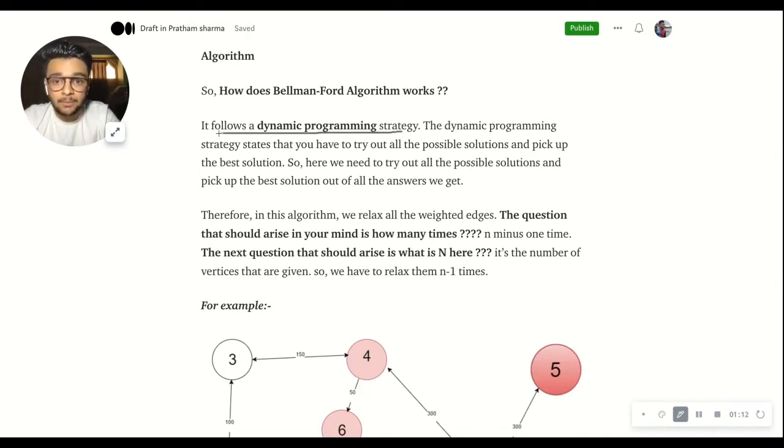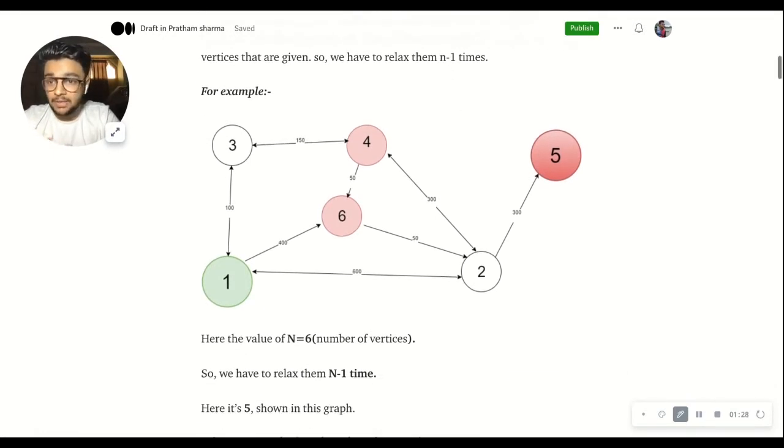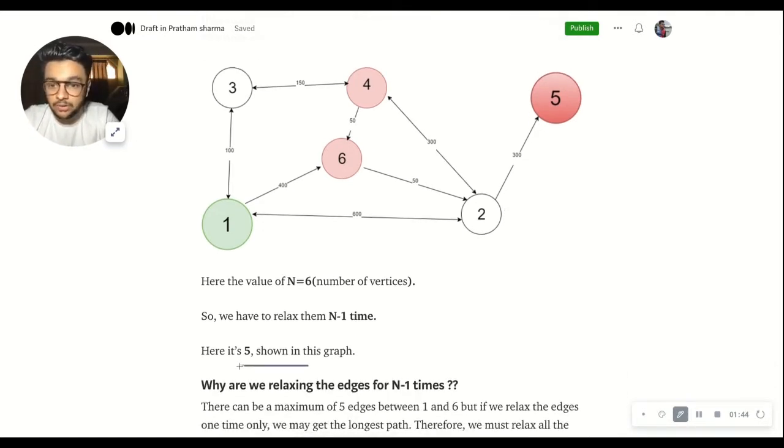It follows the dynamic programming strategy. The dynamic programming strategy states that you have to try all the possible solutions and pick the best solution. Therefore, in this algorithm, we relax all the weighted edges n minus 1 times. You might be thinking, what does n mean here? N is the number of vertices. In this case, there are 1, 2, 3, 4, 5, 6 vertices, and we have to relax the edges n minus 1 times, which equals 5.